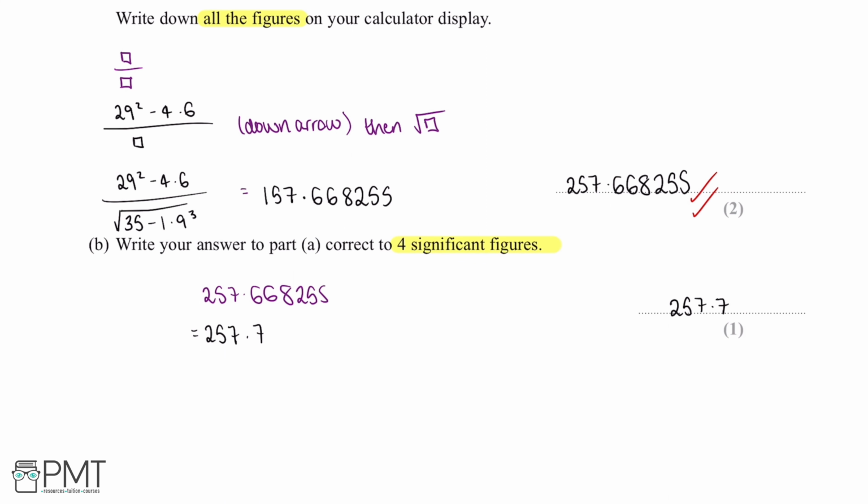And this question's worth 1 mark, and we'll get this for correctly rounding our answer to part A to 4 significant figures.